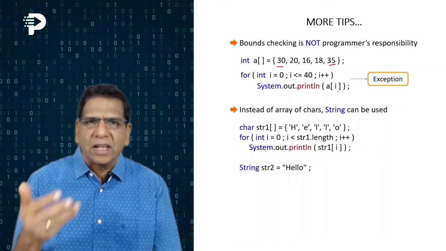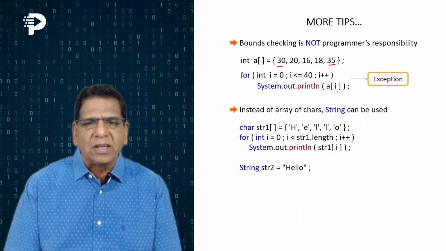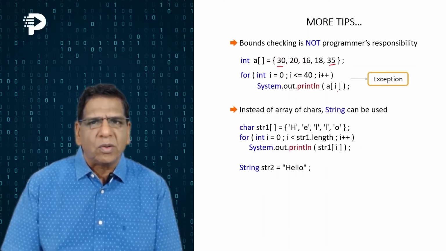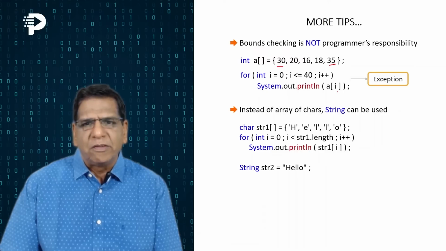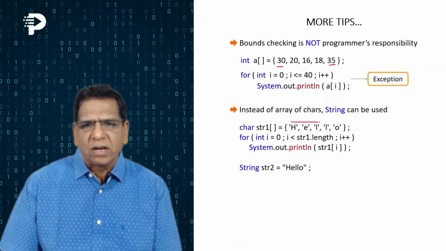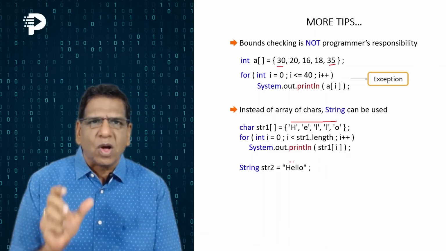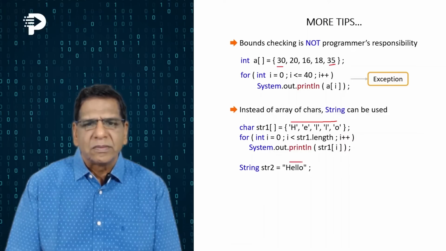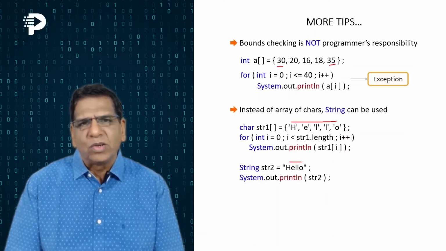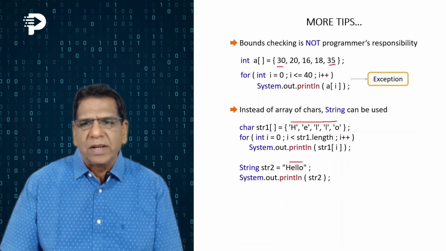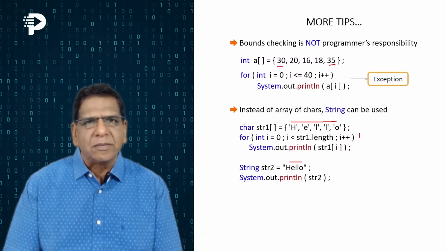In place of a character array, I have a ready-made data type string which I can initialize by saying String str2 equal to "hello". So this frequent use of single quotes gets avoided, the way we did it here. That's not required in this case. We can just put all the characters within a pair of double inverted commas. I can print out the entire string by saying System.out.println(str2). I need not run a loop the way I did when I created the char array.